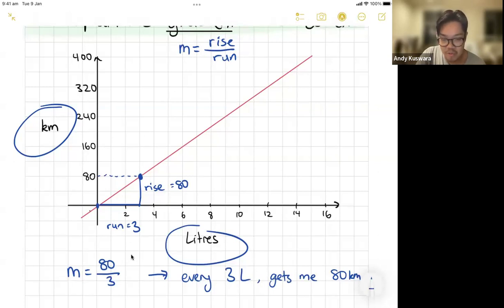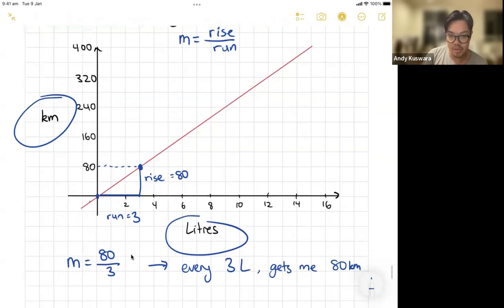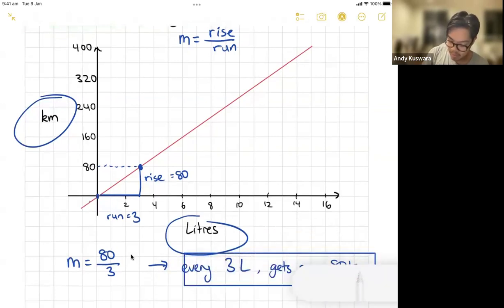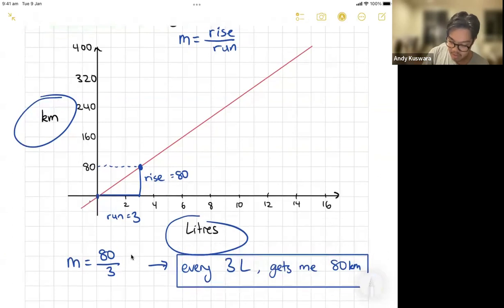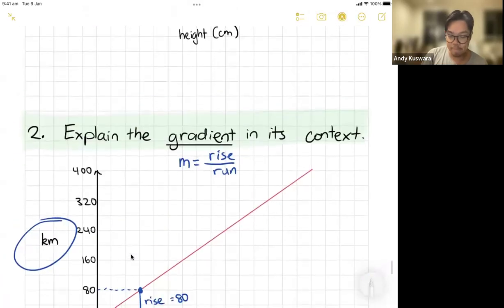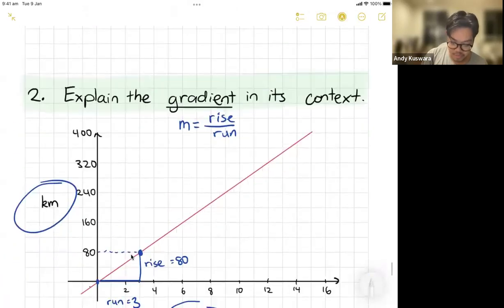Maybe it could be how far you can run. Don't know. There may be different contexts, but essentially you just have to talk about the rise and the run and the relationship between the two, given your 2 units. So that's what I'd write. If it's an explain, you have to use some sort of words. Now, note here, I'm not writing an essay. I'm just saying very minimally, every 3 liters gets me 80 kilometers. That's my gradient. That's the gradient in its context.